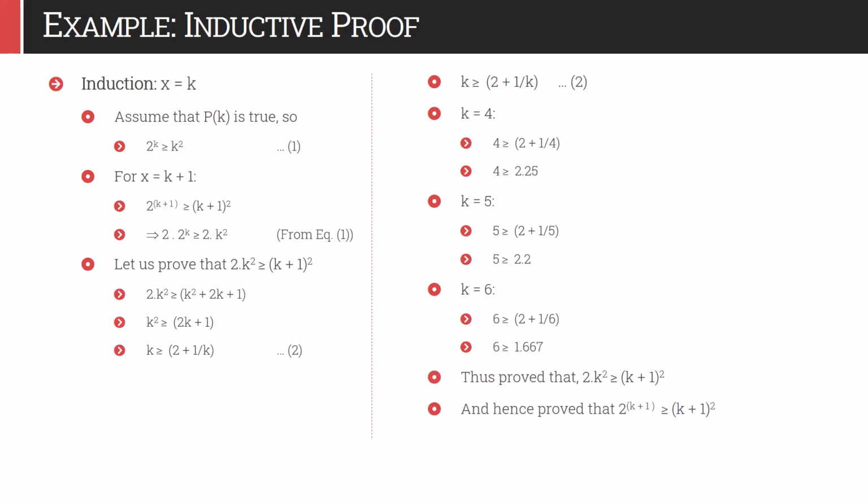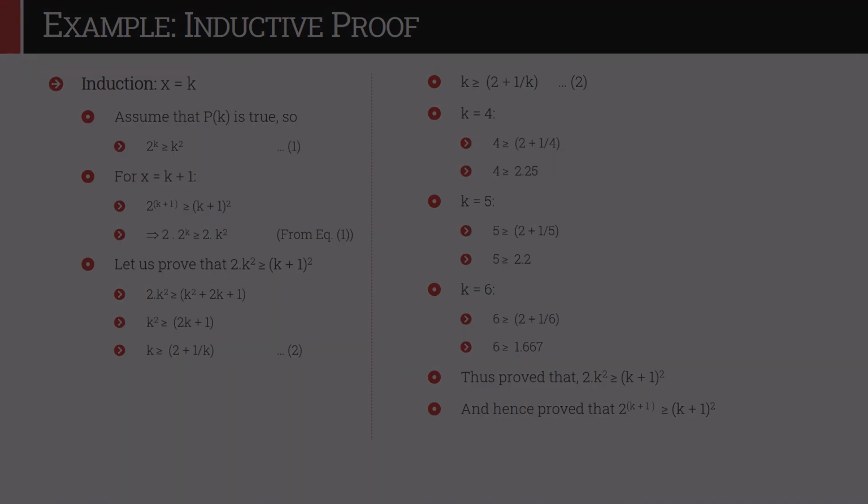And that is why we can say that 2 k square is greater than or equal to k plus 1 whole square. That we have proved through these steps. And hence it is proved that 2 power k plus 1 is also greater than or equal to k plus 1 whole square.